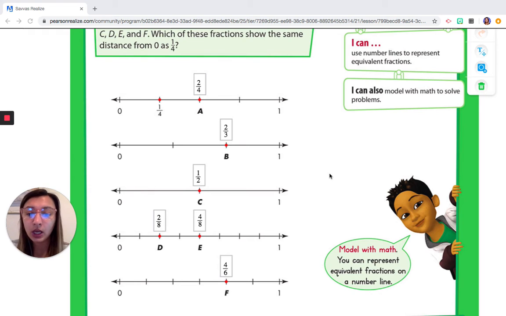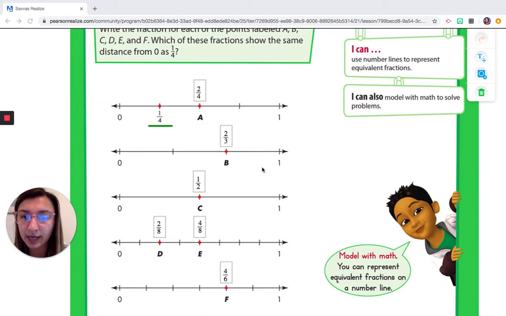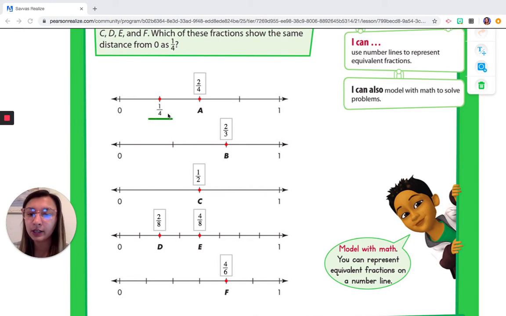So here we're just going to find 1/4. We have it right here. Let me circle it. So just put a green line under 1/4 so it's easy for us to see. What we're just going to do for this one is look down. Which one is in the same spot as 1/4? Oh, here we go. It looks like 2/8 is in the same spot.